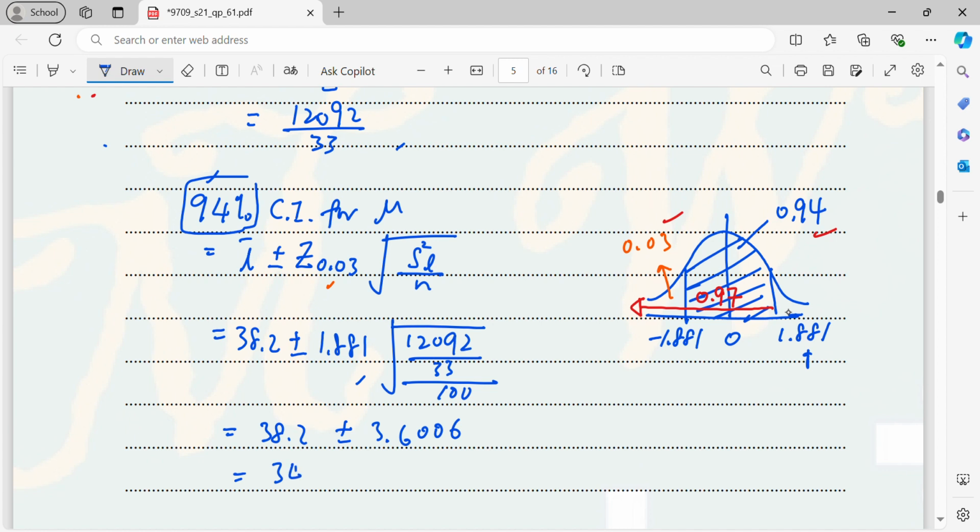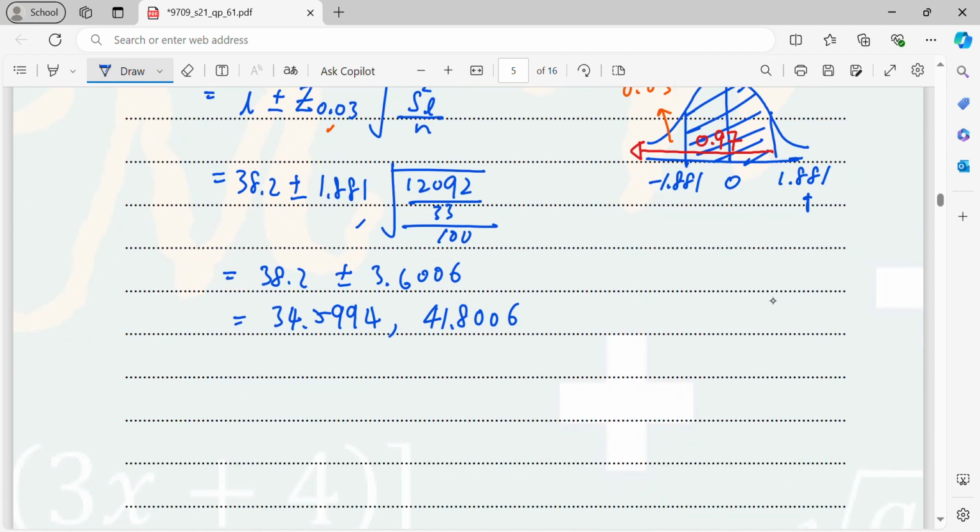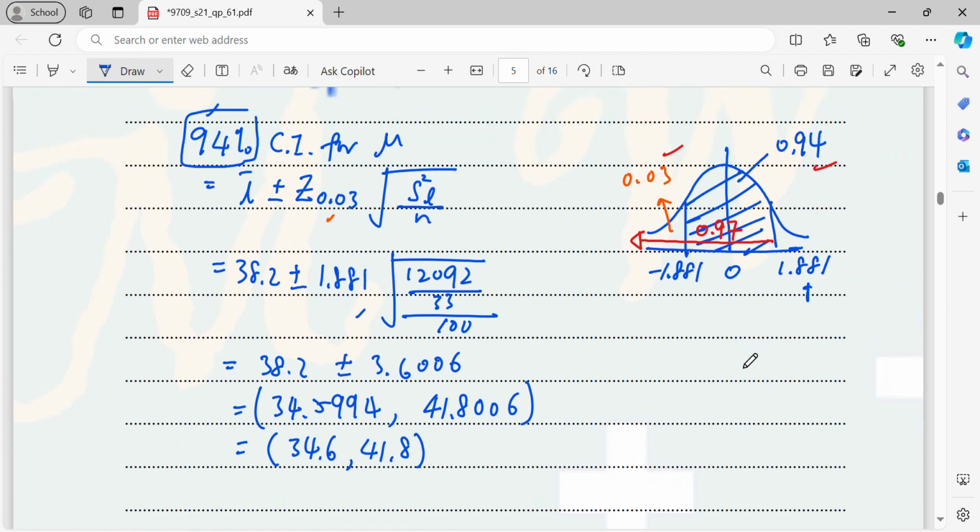Then we calculate the lower limit using minus first. You will get 34.5994, and the other one is just the addition of two values. You will be getting 41.8006. And our final answer rounded to 3 significant figures is 34.6, and the upper limit is 41.8. So that's the confidence interval for mu.